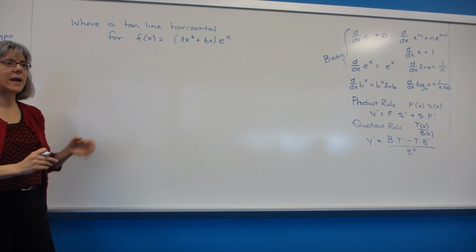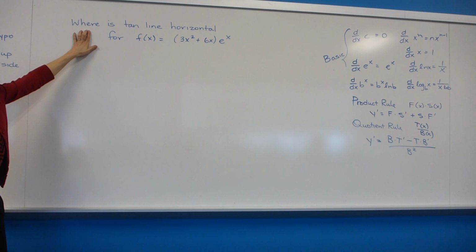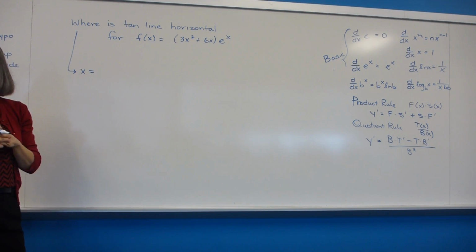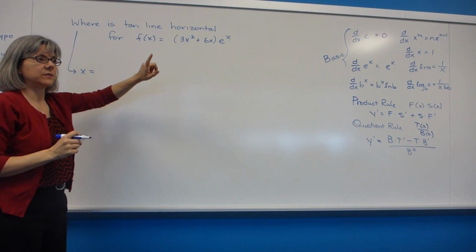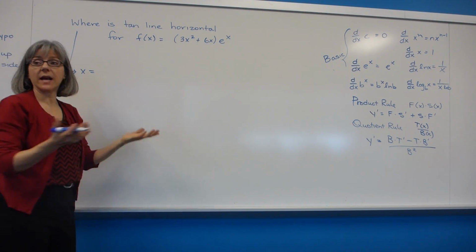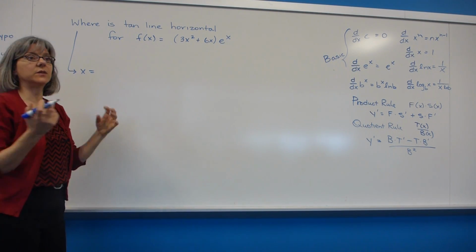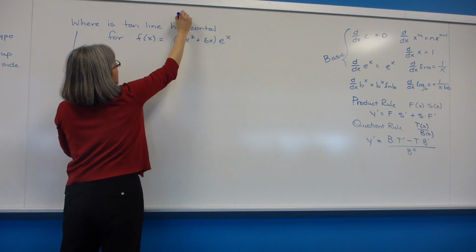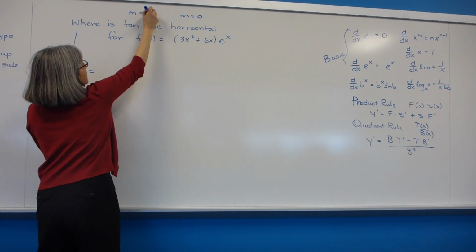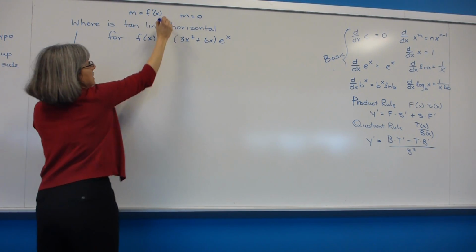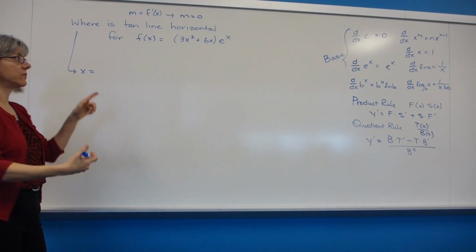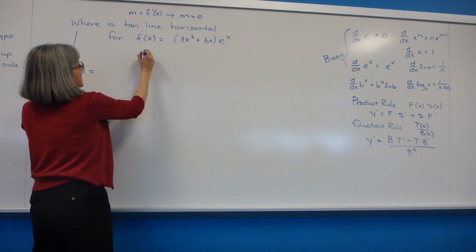Let's break down the sentence. Where? What is the answer to a where question? X. Where is always an x equal? So I am looking to solve for x. Tangent line horizontal. What is 0? Slope. The slope of the tangent line. How do I get the slope of the tangent line? The derivative. So this is saying slope equals 0. That's what horizontal means. So all in all, I'm going to take the derivative, set it equal to 0, and solve for x. So I need to find the derivative.